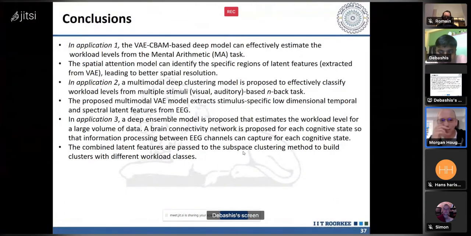Because I don't think you said enough about application three, or maybe you just presented application three, but that was definitely an important one too. Application three, like application one, is still the mental arithmetic task. Yes.